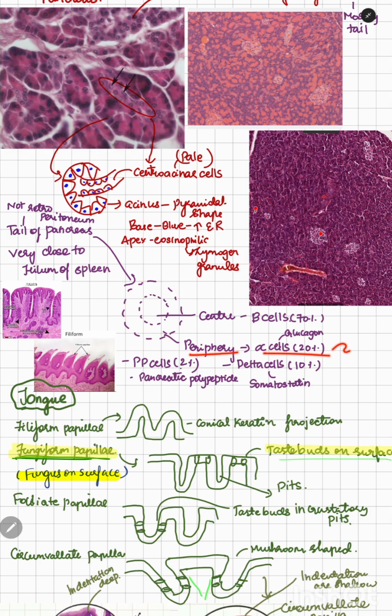In the periphery, alpha cells are found which will secrete glucagon. Other cells are PP cells, which are pancreatic polypeptide, and delta cells, which secrete somatostatin.